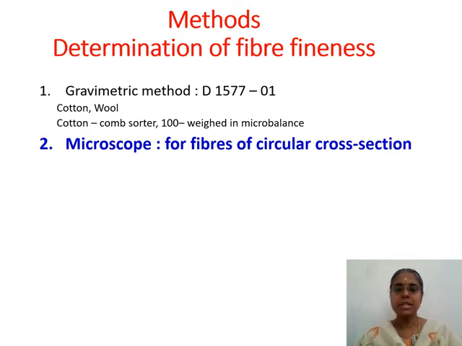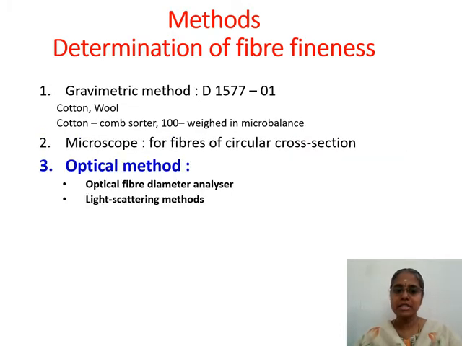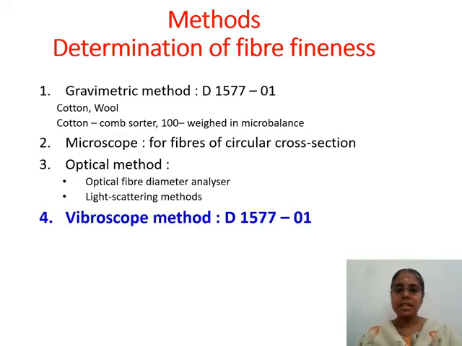When the fibers are circular in cross section, you can measure the diameter and convert it into fiber fineness. Next is optical method. Optical methods are also used commonly for circular fibers, wherein the fiber diameter is measured by some method, and other methods using light scattering are also used in determination of fiber fineness. Next, an important and commonly used method of fiber fineness for synthetic fibers is the vibroscope method, wherein a vibration principle is used.